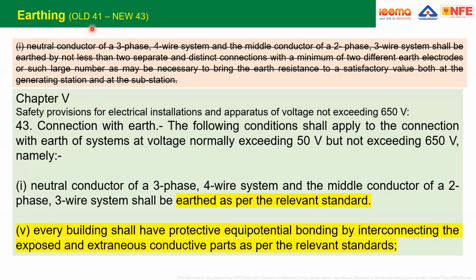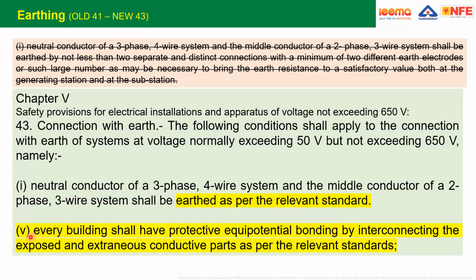Now, the old regulation 41, new regulation number 43, connection with the earth. The majority of us were making the mistake of two earth electrodes for neutral, two earth electrodes for body, then two for each DG. So all these things are gone. Sub-regulation 1 says the neutral conductor of a 3-phase 4-wire system and the middle conductor of a 2-phase 3-wire system shall be earthed as per the relevant standard. Here also the National Electrical Code comes into the picture.